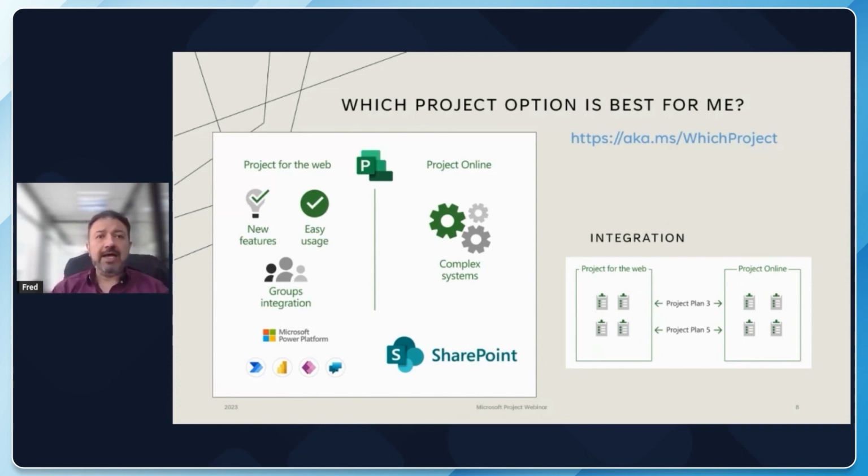Project Online is probably a little bit more aimed at more complex scenarios where you have the need for more detailed tracking on projects. You're probably integrating this with cost accounting, or you have to keep track of a lot of different fields regarding costs, regarding hours, and it's primarily based on SharePoint. As always, Microsoft provides lots of options to integrate those. So on Project Plan 3 or Project Plan 5, there is always a way to seamlessly integrate Project for the Web and Project Online together.